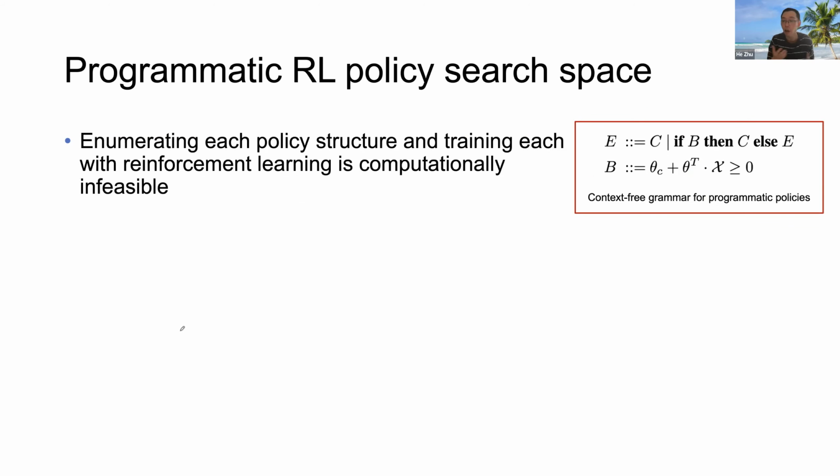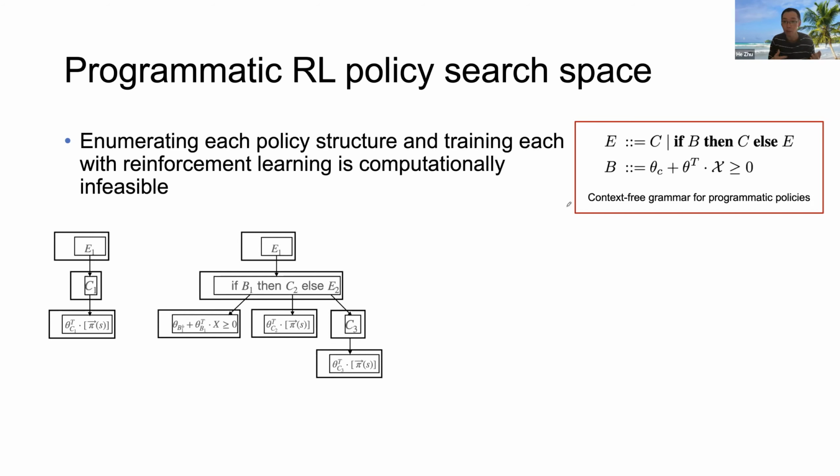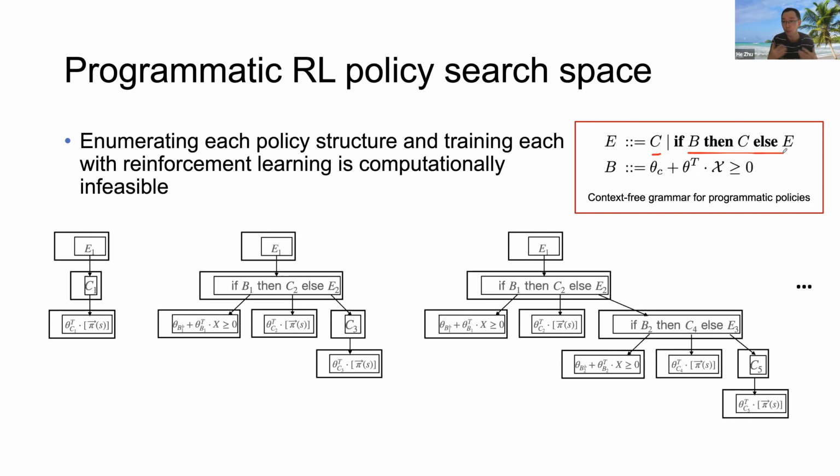Okay, so let's see how we can learn both the structure of the policy and also the parameters of the policy. Enumerating each policy structure and training each with reinforcement learning is computationally infeasible. Even with a simple grammar like this, if you do an enumeration, we need to extend E to C and C to a policy ensemble, like the CPI in the previous slide, or we can expand the non-terminal E to if then else. So we have a choice of expanding E to a low-level policy C or to if then else. We can continue to enumerate more and more complex policy structures and then use reinforcement learning to learn the parameters for each, but this is not going to scale.